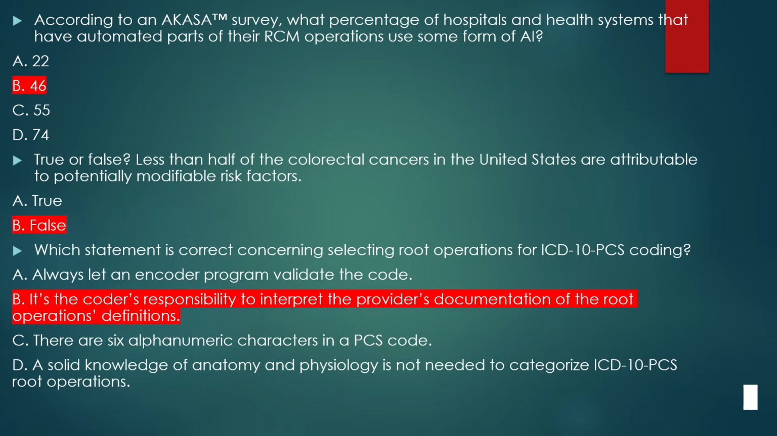Which statement is correct concerning selecting root operations for ICD-10-PCS coding? A. Always let an encoder program validate the code. B. It's the coder's responsibility to interpret the provider's documentation of the root operations definitions. C. There are 6 alphanumeric characters in a PCS code. D. A solid knowledge of anatomy and physiology is not needed to categorize ICD-10-PCS root operations.